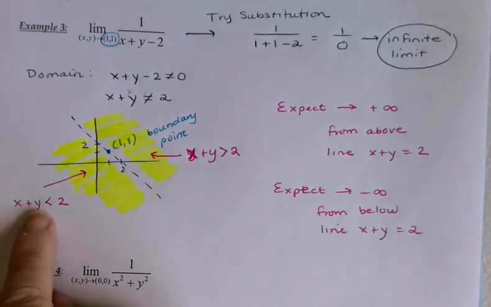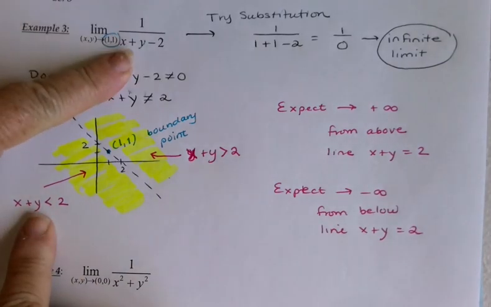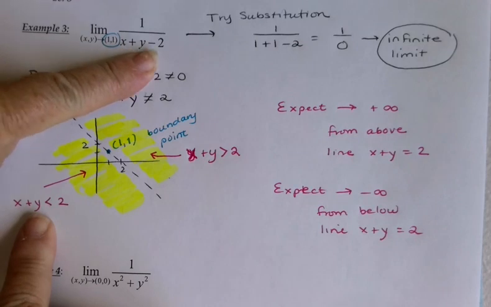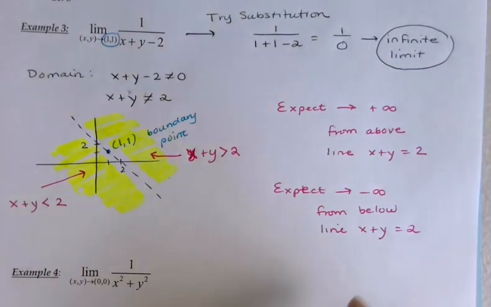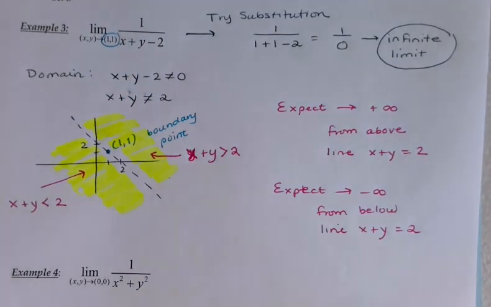Again, if you think about it, if x plus y is less than 2, I'd have some number less than 2. Subtract 2, that's going to be negative. I already know it's an infinite limit, therefore it must be negative infinity.